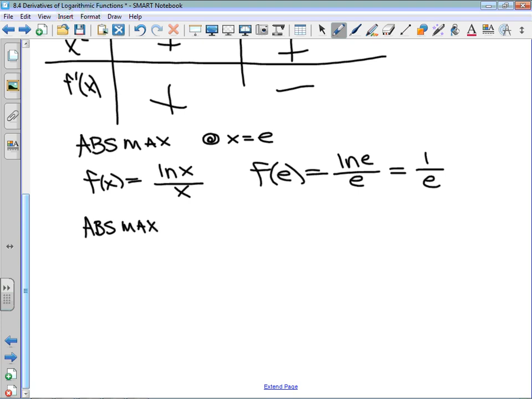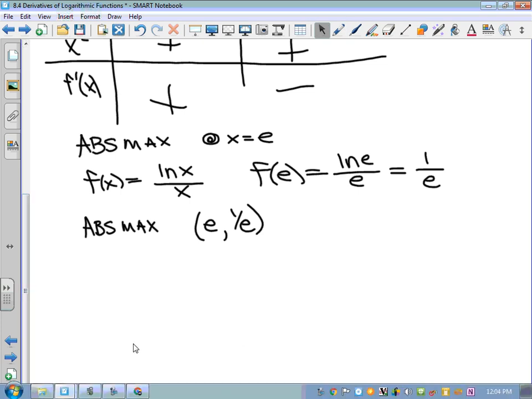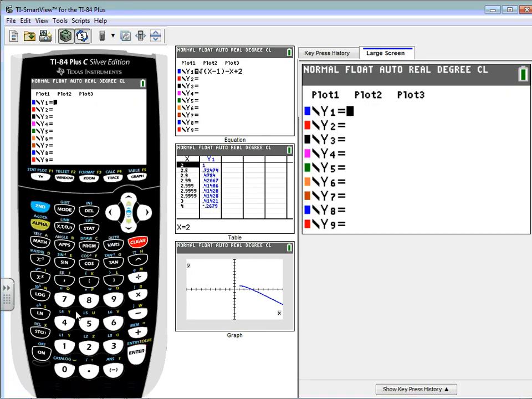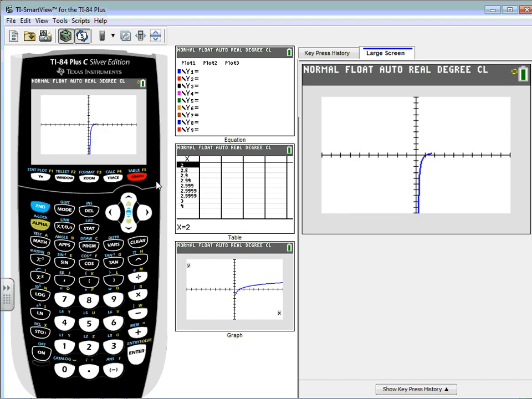I always encourage students to maybe take a look at the graph and make sure that that makes sense. So I'm just going to pop it up onto my graphing calculator here, and I'm going to make y equal to the natural log of x divided by x. And the Zoom standard should work perfectly for this. When we graph it, we do get a bit of a weird looking function, but it's pretty clear to see that it's only increasing and then only decreasing.